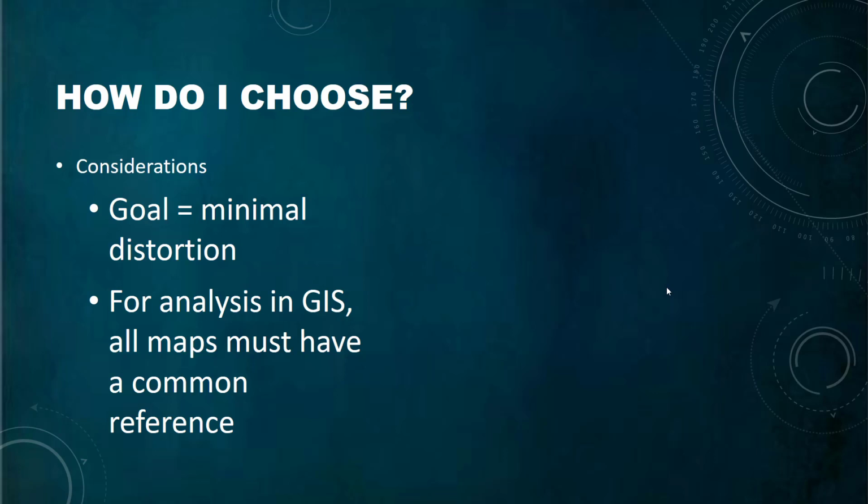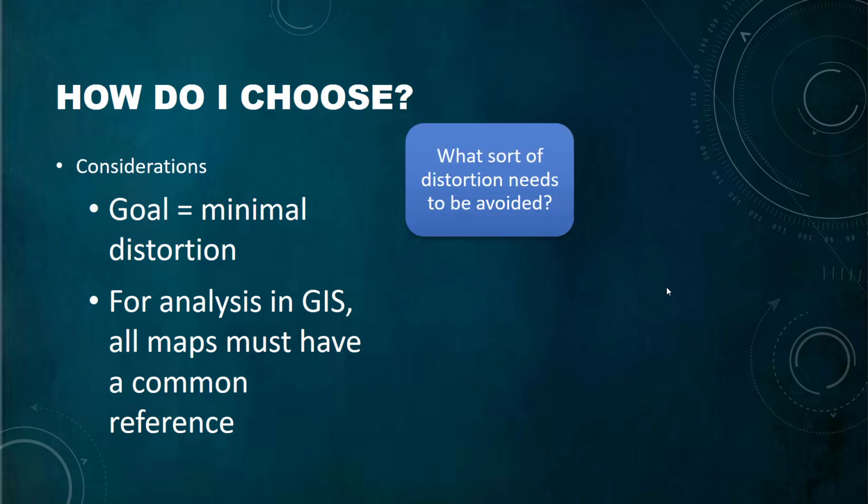The second thing to think about is that when I'm doing analysis in GIS, every layer has to have the same spatial reference, right? So one of the things you'll do in one of your labs here is go through projecting the layers to get them ready for analysis, okay? So first I have to decide what it's going to be, and then I've got to actually do it. So let's talk about the decision process.